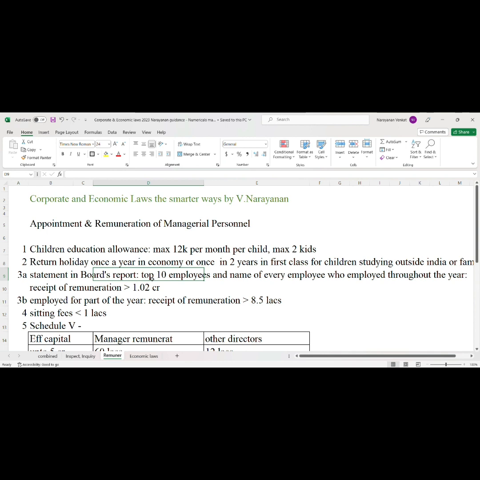Most of you would be aware of the Board's report. What are the various disclosures? The Board's report must contain a statement of top employees, the name of every employee who is employed throughout the year. I repeat, this is categorized into 2 parts: one is employed throughout the year and another is employed for part of the year. If any employee is employed throughout the year, then receipt of remuneration exceeding 1.02 crores, the details of such employee should be disclosed in the Board's report as part of a statement. And in case of employed for part of the year, receipt of remuneration exceeding 8.5 lakhs should be disclosed. And sitting fees, the maximum amount that can be paid to any director is rupees 1 lakh.